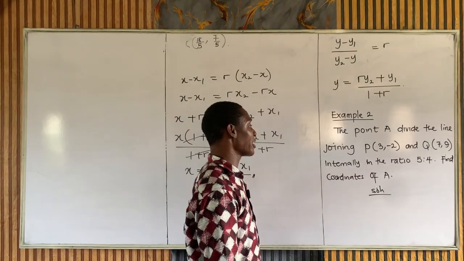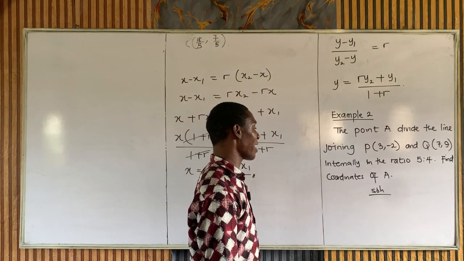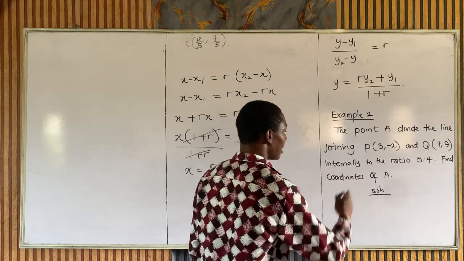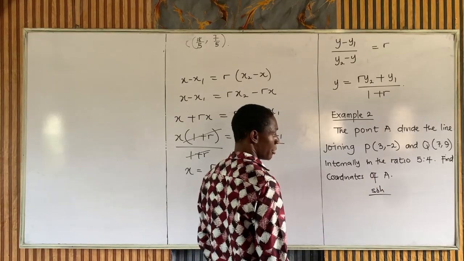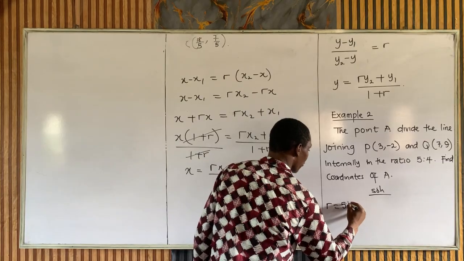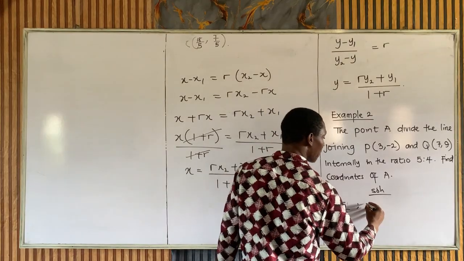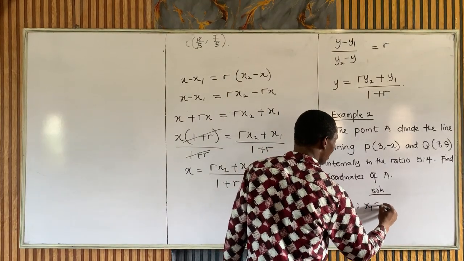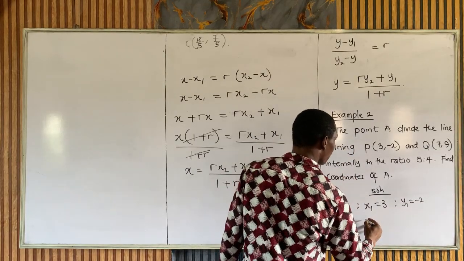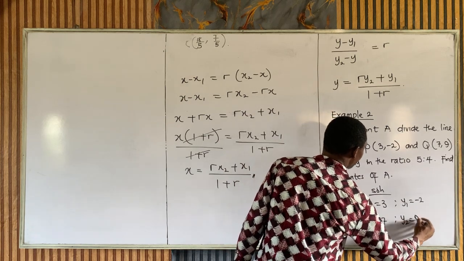The point A divides the line joining P and Q internally in the ratio 5:4. Find the coordinate of A. So A is that point that divides line PQ into the ratio 5:4. And so here, to solve this question, we're given our ratio as 5:4, which is 5 over 4. And the coordinate of P gives us our x1 and y1. x1 is 3 and y1 is -2. And the coordinate of Q gives us our x2 and y2. x2 is 7 and y2 is 9.